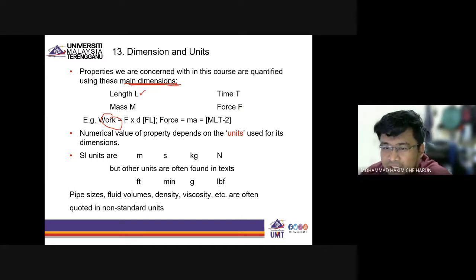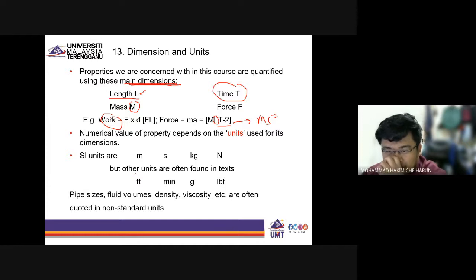Okay, jadi force sama dengan M darab A. M ini adalah mass. Okay, mass M. Okay, A adalah acceleration. Acceleration sama dengan meter per second kan? Jadi meter per second per second. Meter adalah panjang ataupun length, L. Per second adalah time. Ini kalau kita convert balik dia akan jadi M L T negative 2. Okay? Sama juga SI unit.